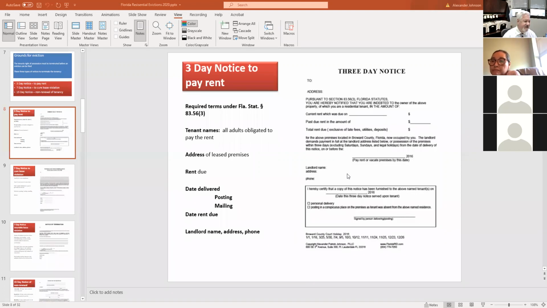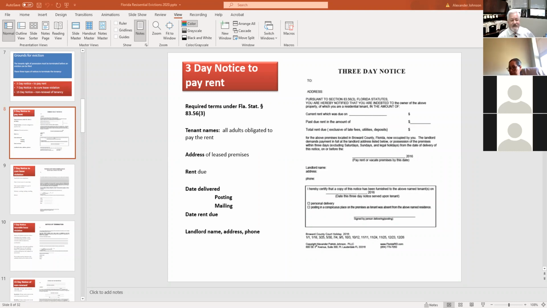If the tenant is doing something else, then you would issue either a notice of termination or a notice to cure violation. But with this, it's the 3-day notice. And I'm going to switch over to the instructions.